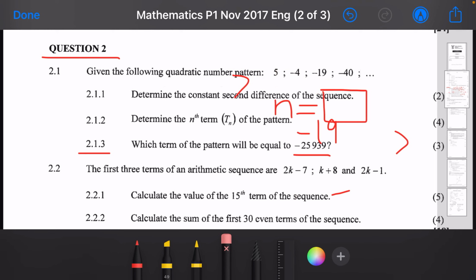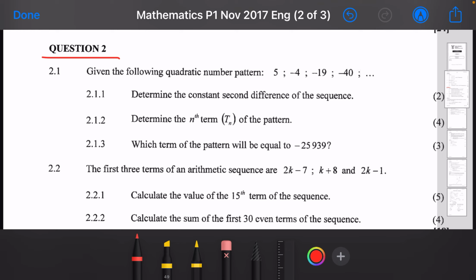I'm not sure if you understand that part. So that means you just need to use the given quadratic number pattern to determine the a value, the b value, and the c value. The standard form is a n squared plus b n plus c. Trust me on that one. You need to check out those lessons in order to be able to answer all the questions in relation to this question 2.